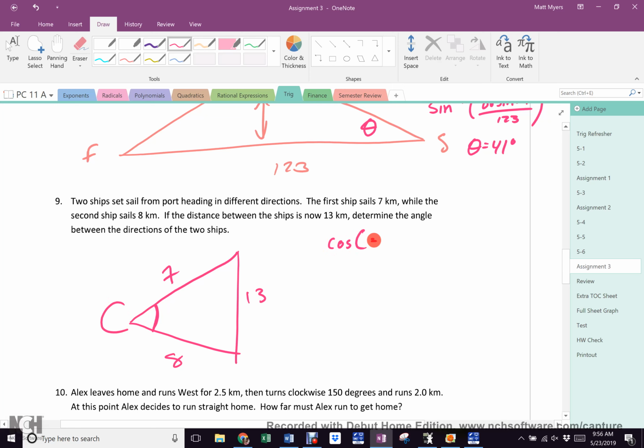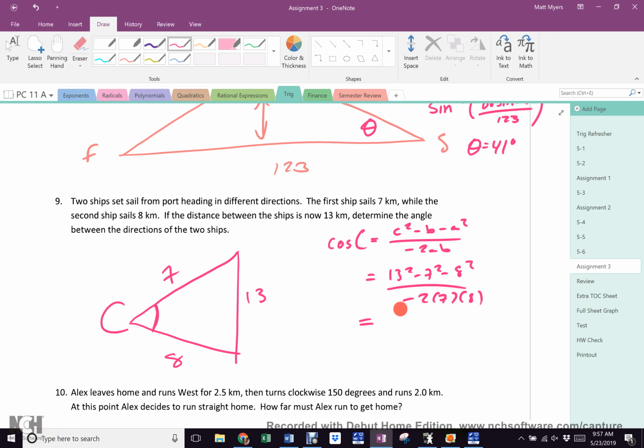So cos C equals little c squared minus b squared minus a squared over negative 2ab. 13 squared minus 7 squared minus 8 squared over negative 2 times 7 times 8 gets me a decimal value, which is 169 minus 49 minus 64 is 56 divided by 72. Thank you. Shift cos.